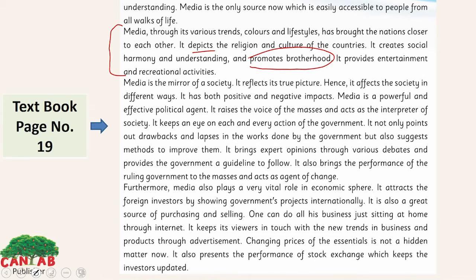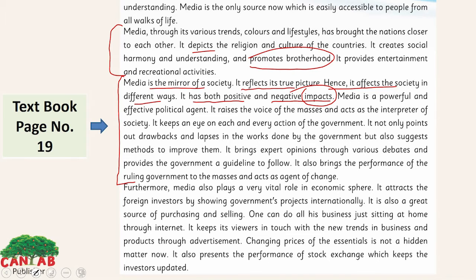Now look at this paragraph here. Media is the mirror of a society. It reflects its true picture, hence it affects the society in different ways. It has both positive and negative impacts. असरात, impacts कहते हैं असरात को.